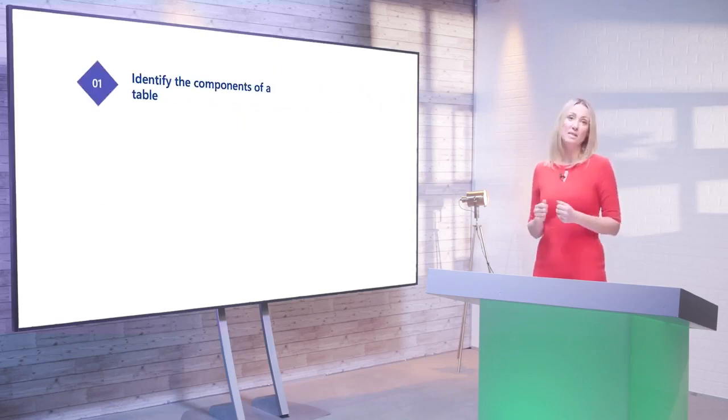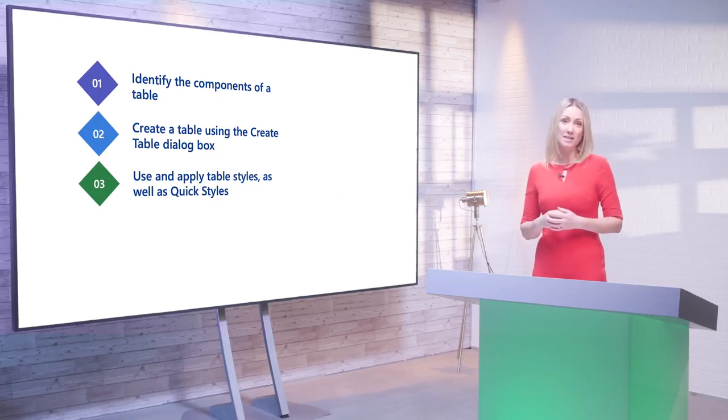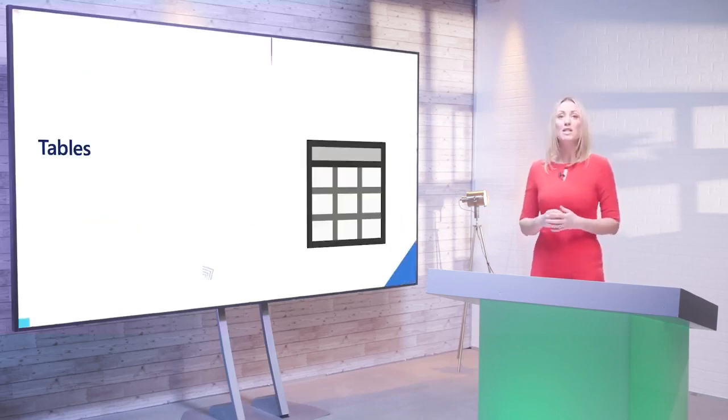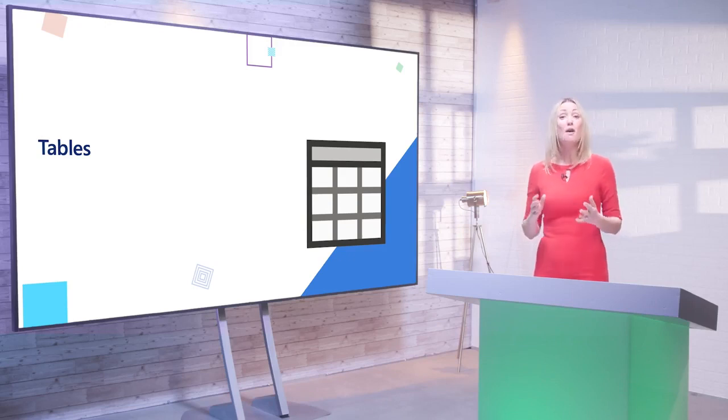With this scenario in mind, by the end of this lesson you should be able to identify the components of a table, create a table using the Create Table dialog box, use and apply table styles as well as quick styles, and customize row display. So let's jump right into it and explore tables to see how Thomas can work smarter with smaller sets of data by creating, formatting and modifying tables.